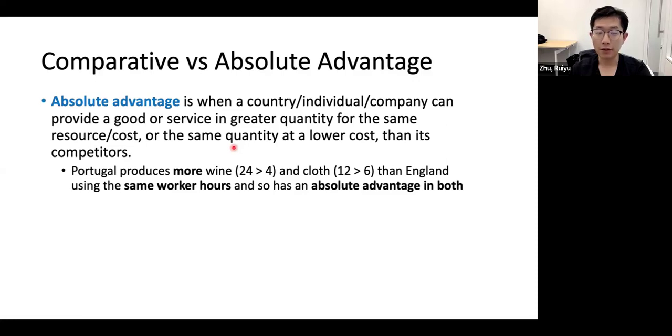Right? So in this case, we can see that Portugal can produce more wine than England using the same work hours. Right? So using the same 12 work hours, Portugal can produce 24 units of wine, but England can only produce 4 units. So the same for cloths. Using the same work hours, Portugal can produce more clothes than England, right? So we can say here Portugal will have absolute advantage in both goods.